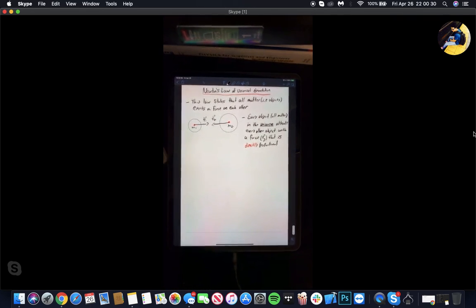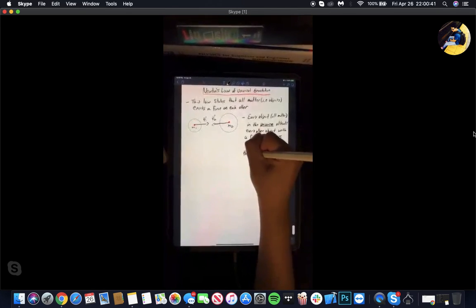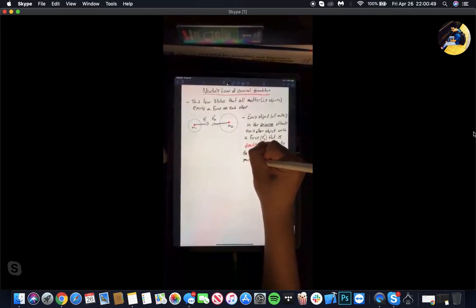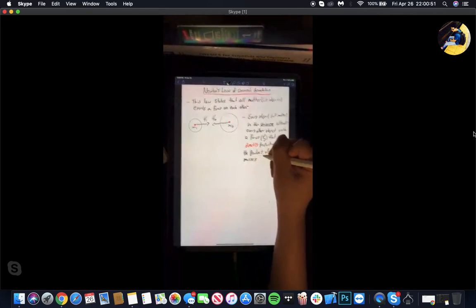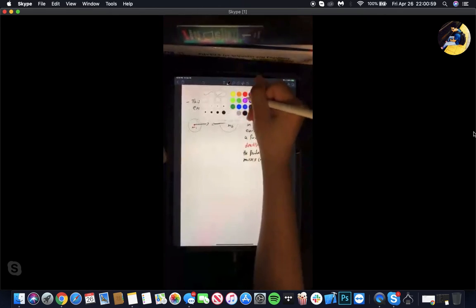Alright. So every object, all matter in the universe, attracts every other object with the force Fg that is directly proportional to the product of their masses. The product is the multiplication of their masses, M1 times M2, and inversely proportional.